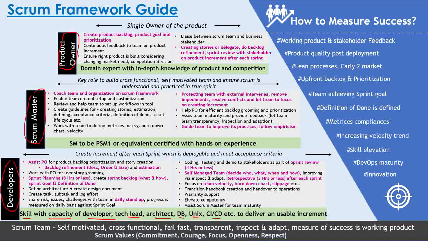So now let's understand the different ceremonies we have. We have four major ceremonies in the Scrum framework. One is sprint planning, and then we have the sprint review, and in between these we have the daily stand-up, and then at the end we have the sprint retrospective. So these are the four broad categories in the Scrum framework.